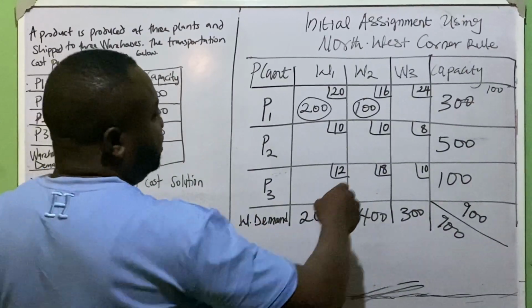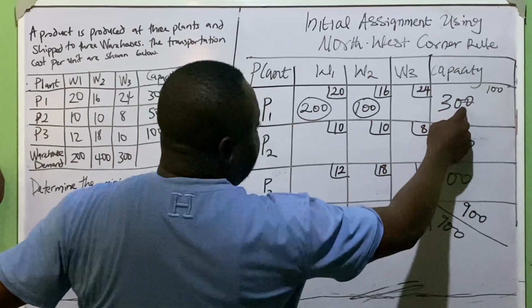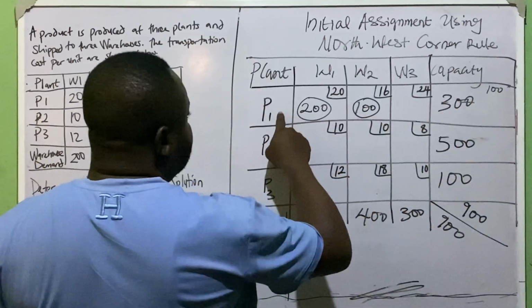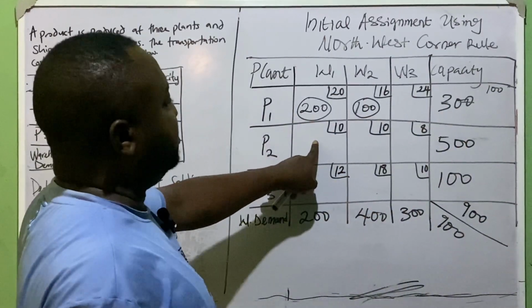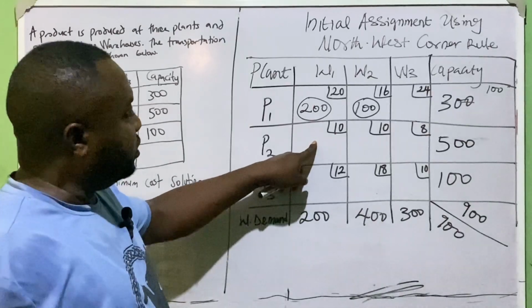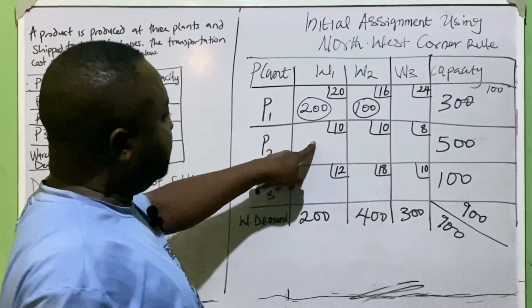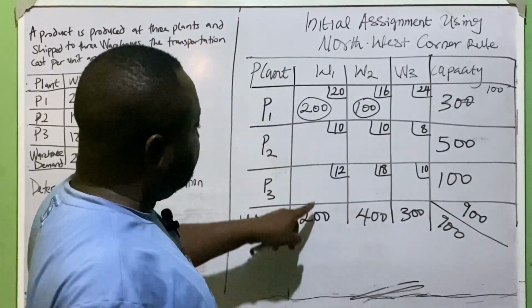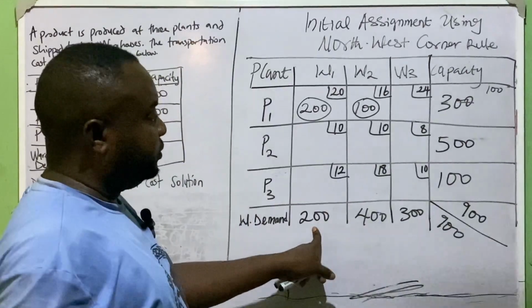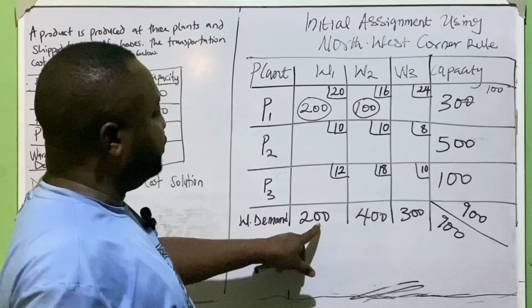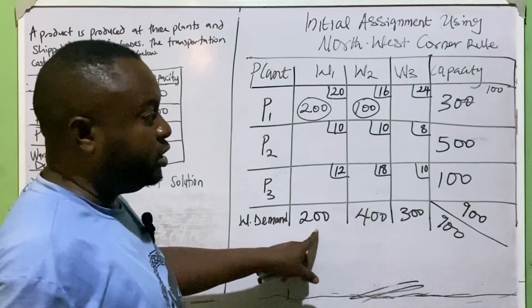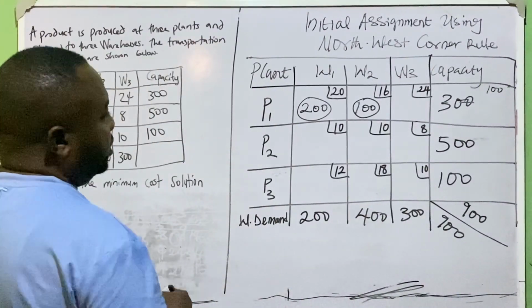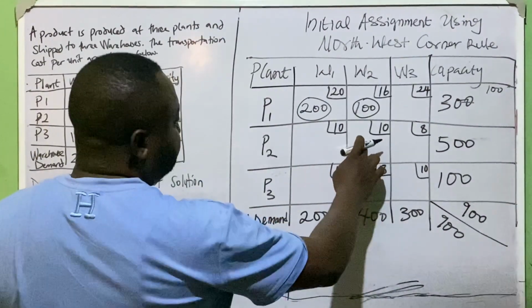Now that we have exhausted this 300, which is the capacity for plant 1, we come back to this place. That is the northwest corner rule. Is there anything that we can bring here? The answer is no, because we have satisfied W1. Any other thing we bring here will violate this condition, and that will be wrong. So we now move to this cell.